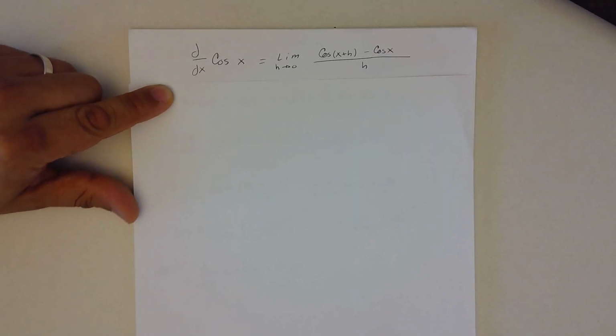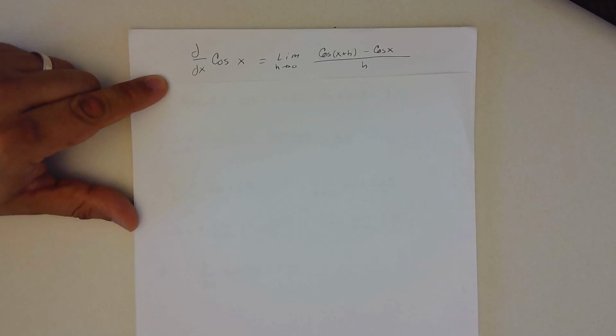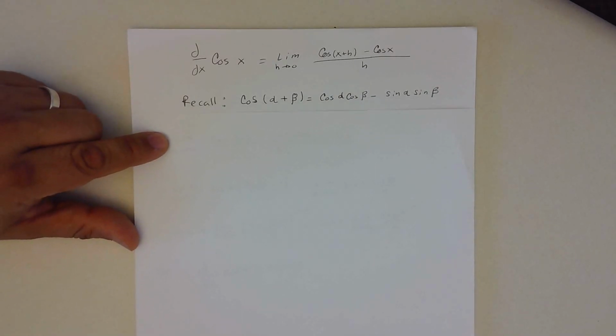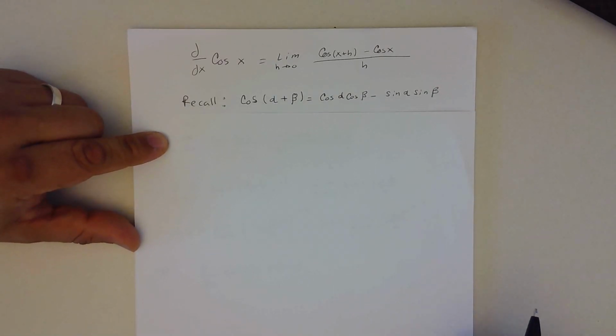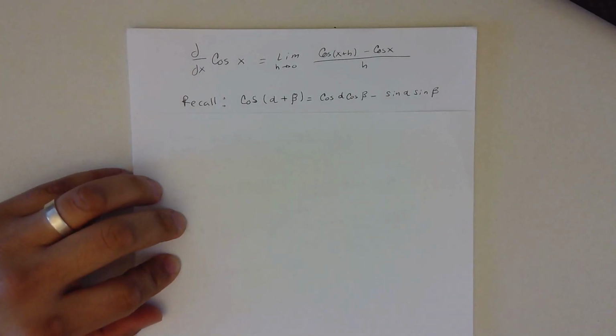So this rate will basically define what the derivative is. How can we do this? We first have to recall the trigonometric identity for the addition of two angles. We have the multiplication of the cosines of each angle minus the multiplication of the sines of each of the angles, right?